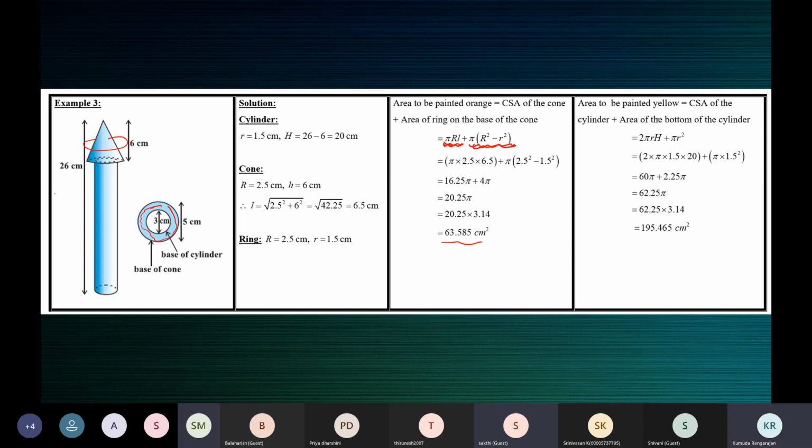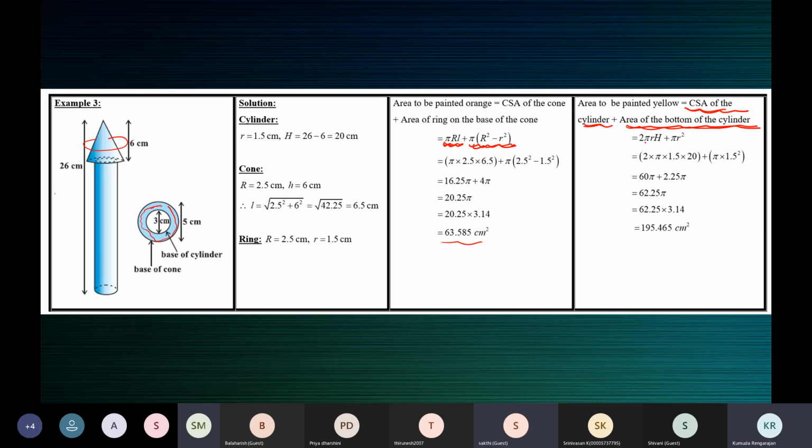Yellow is the cylinder. So for the cylinder, you can see the CSA of the cylinder completely and the area of the bottom of the cylinder. Top you cannot see, because the cone is sitting on it.